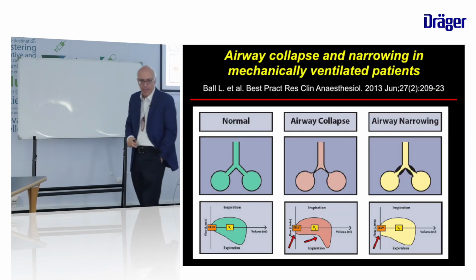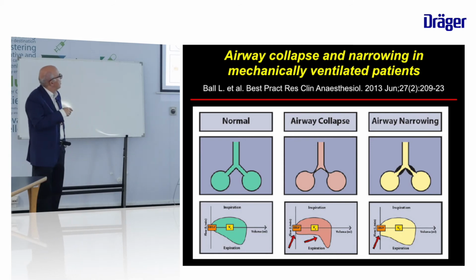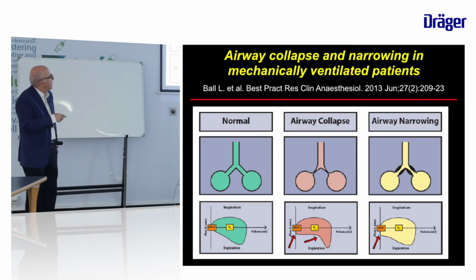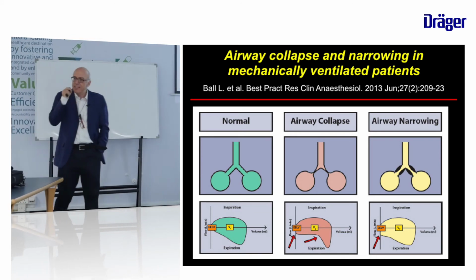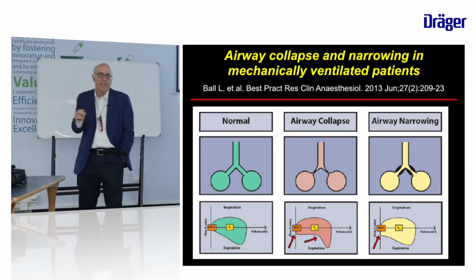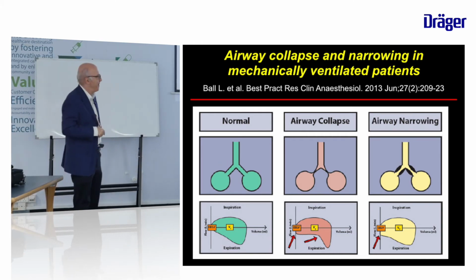And finally, the flow curves. This is normal, this is airway collapse, this is airway narrowing. And this is the inspiration and this is the expiration, the flow and volume curve. This is another flow pattern that we are not very used to looking at, not only in anesthesia, but also in intensive care.